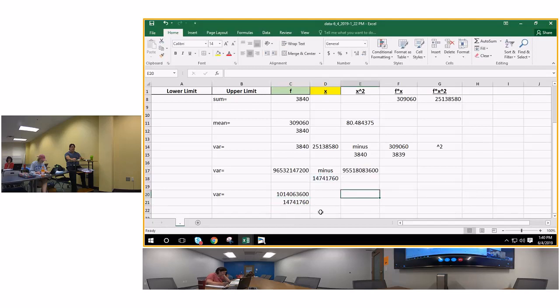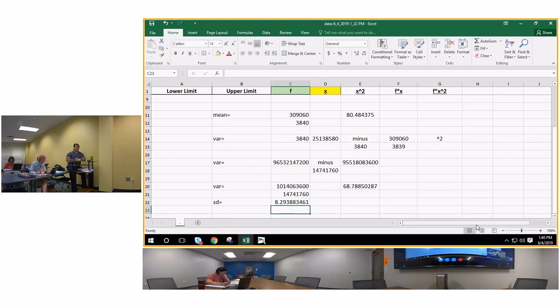And I get 68.7, 68.8. And then, of course, the standard deviation. You do all that work. Do you do it for the variance or do you do it for the standard deviation? You do it for the standard deviation. The variance is worthless. The only reason for the variance is to get the standard deviation. And I got 8.29.